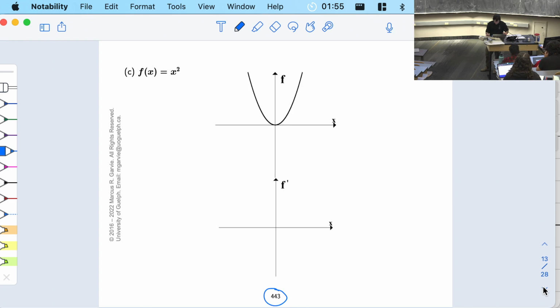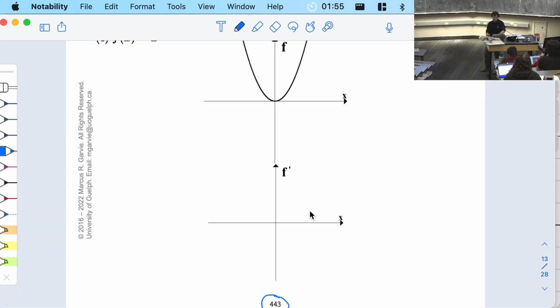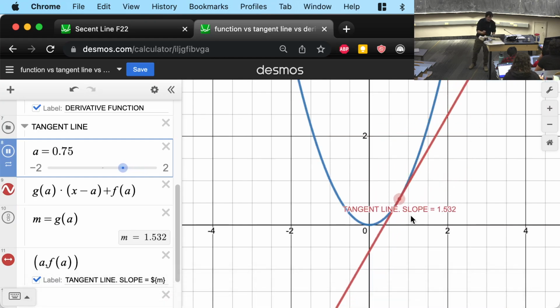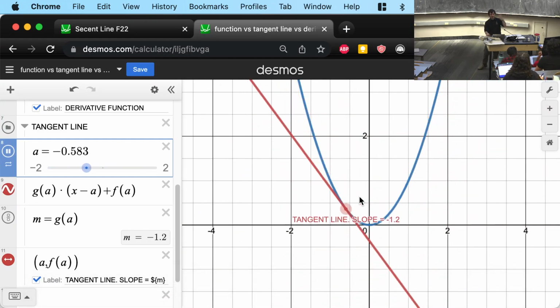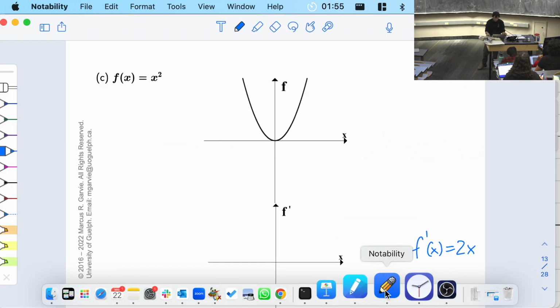But the derivative function and the function are very closely related, and you can learn stuff about one from the other. This is the whole point of calculus. So we learned that the derivative function is going to be the function f prime of x equals 2x. But just like we figured out in Desmos, we had this funny dance going around with the slope of the tangent line, we can see how the derivative function and the original function are related. So let me show you what that looks like.